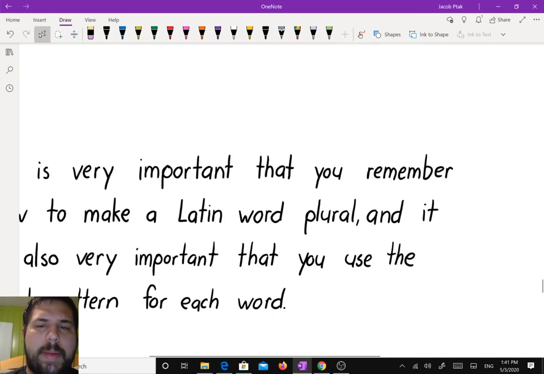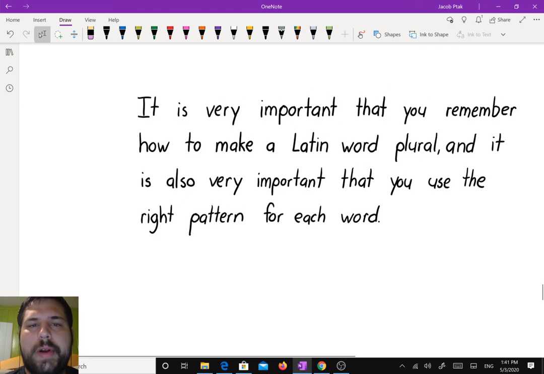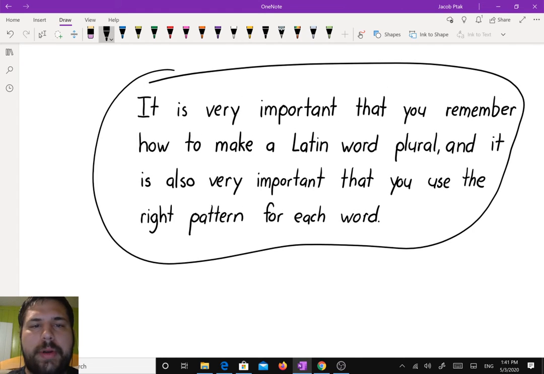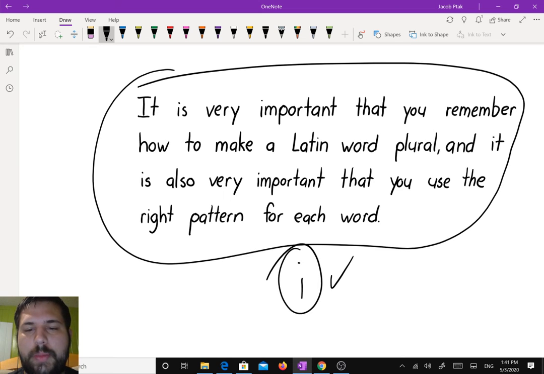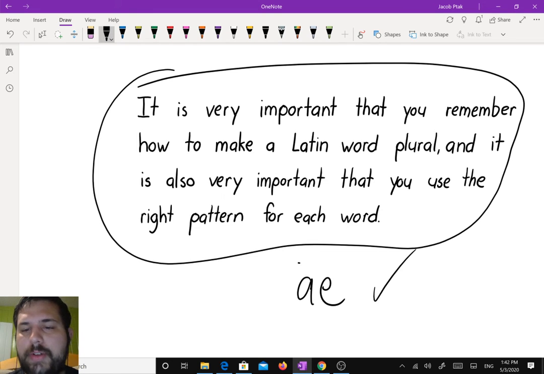But right now, just to sum up everything that we've seen, it is very important that you remember how to make a Latin word plural. And it is also very important that you use the right pattern for each word. So remember, the I is appropriate for some words, but not for others. The AE is good for some words, but not for others. The ES is good for some words, but not for others. Okay, and words don't mix up those endings.